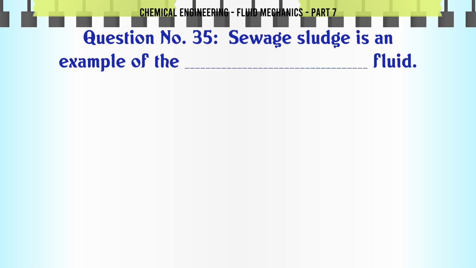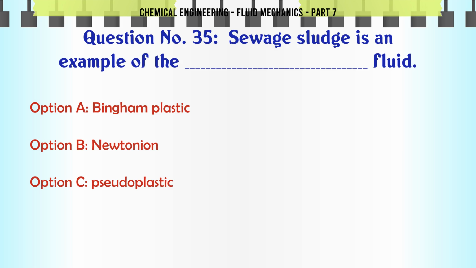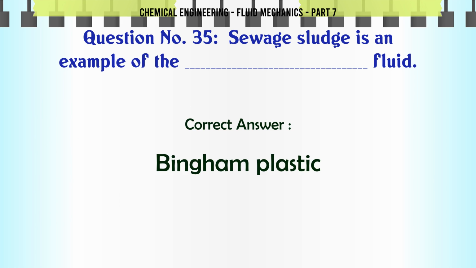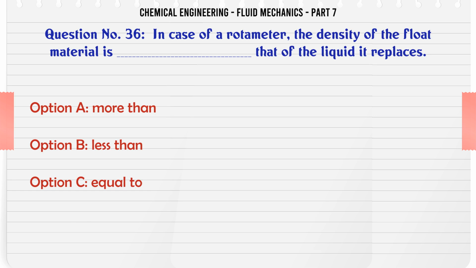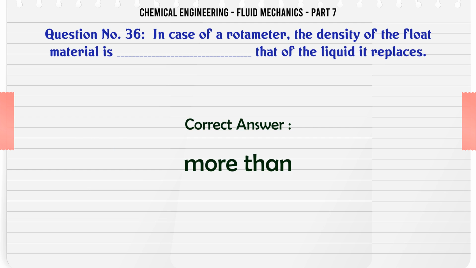Sewage sludge is an example of the fluid A. Bingham plastic, B. Newtonian, C. Pseudoplastic, D. Dilatant. The correct answer is Bingham plastic. In case of a rotameter, the density of the float material is blank that of the liquid it replaces. A more than, B less than, C equal to, D either A or B. The correct answer is more than.